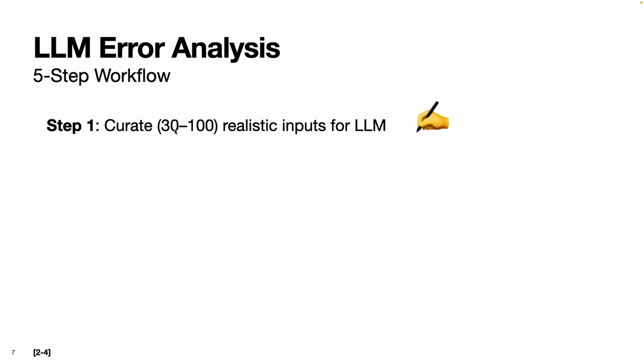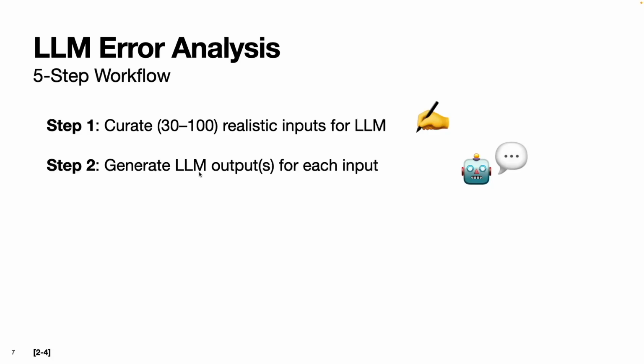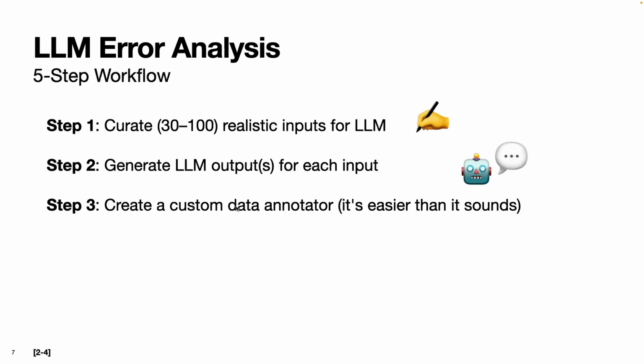We'll start by curating 30 to 100 realistic inputs for our large language model. We'll then pass these inputs to our LLM or larger LLM system to generate outputs for them. Then we'll manually review these outputs one at a time. For this, we'll want to create a custom data annotator, simply because LLM outputs tend to be very long. So if you try to do this in Excel or a similar program, it's going to add a lot of friction to the data annotation process, but I promise you this is much easier than it sounds.